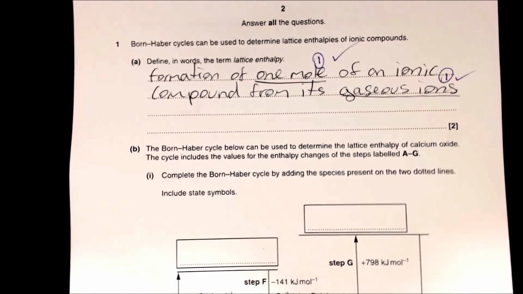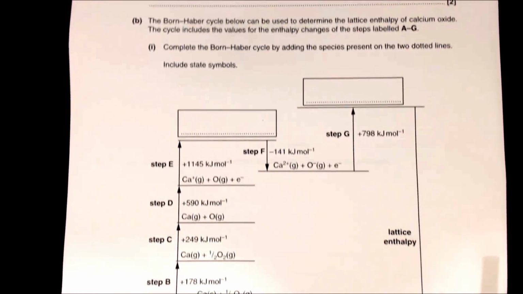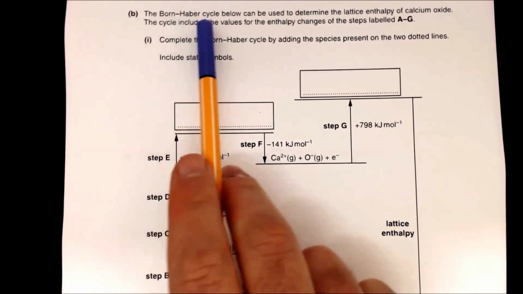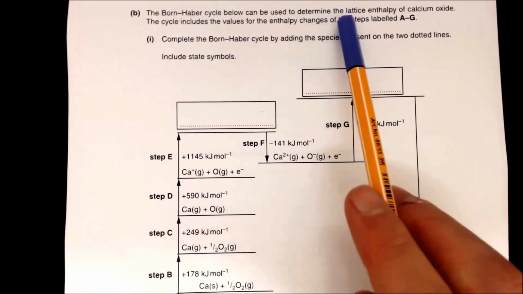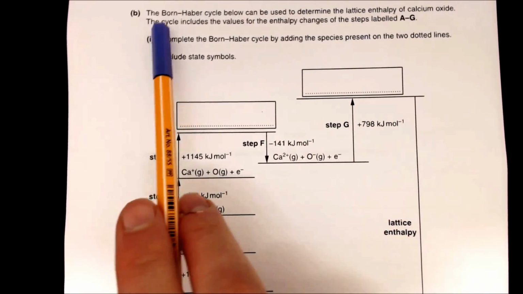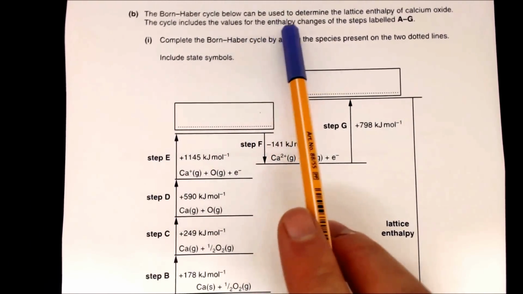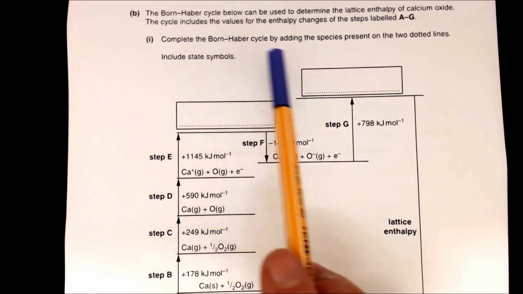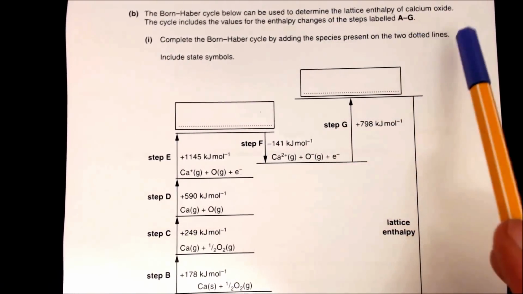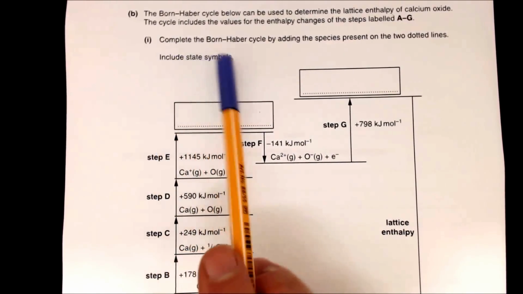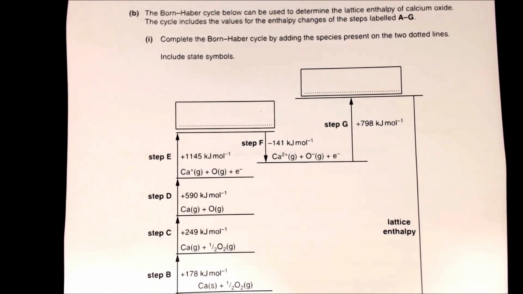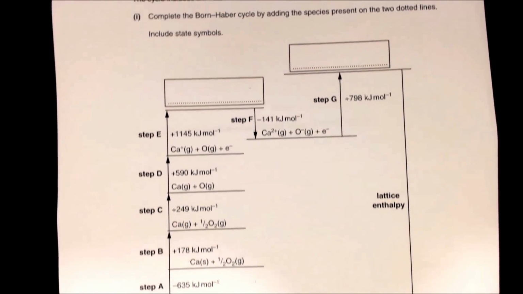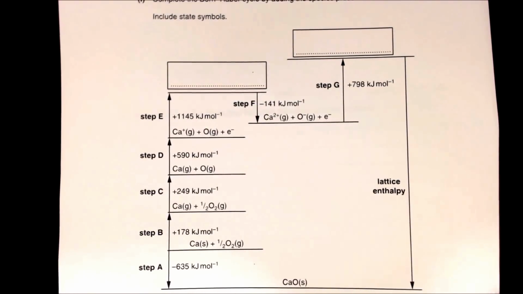Okay. So obviously, if it's talking about Born-Haber, you would need to do a cycle as well. So they've thrown in a cycle for good measure. It says the Born-Haber cycle below can be used to determine the lattice enthalpy of calcium oxide. The cycle includes the values for the enthalpy changes of the steps labelled A to G. Complete the Born-Haber cycle by adding the species present on the 2 dotted lines and include state symbols. This question is for 2 marks, as you can see at the bottom. So all we have to do is complete these boxes here.